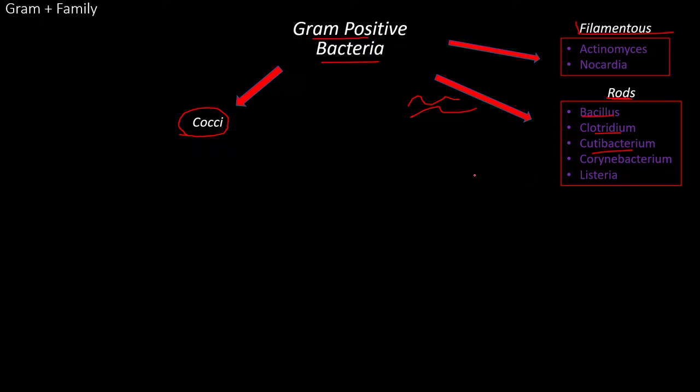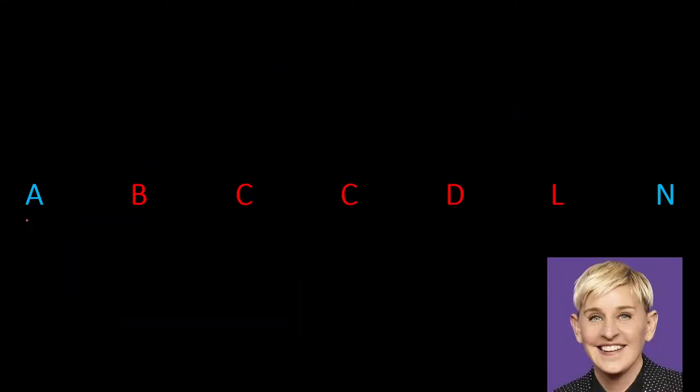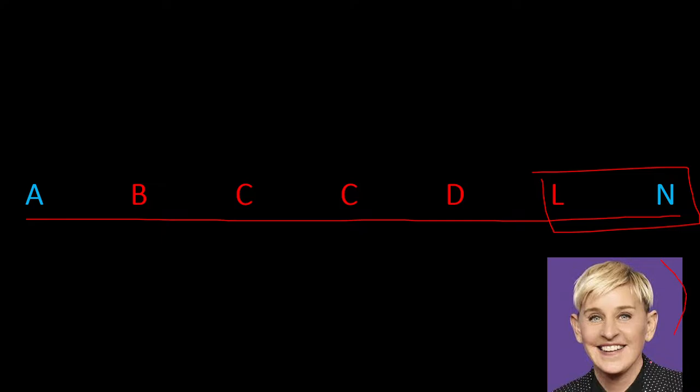Oh, wait. Okay, oopsies, forgot to turn off the animation. So here is my animation for you. Notice I wrote down five things: A, B, C, C, D, L, N. Oh, wait, that's six things. My bad. Oh, wait, no, that's seven things. What am I saying? My bad. Ooh, L, N. Sounds like that talk show host, right? LN?